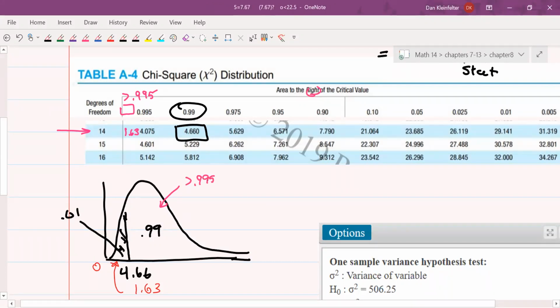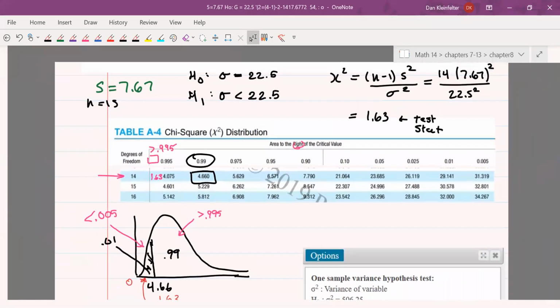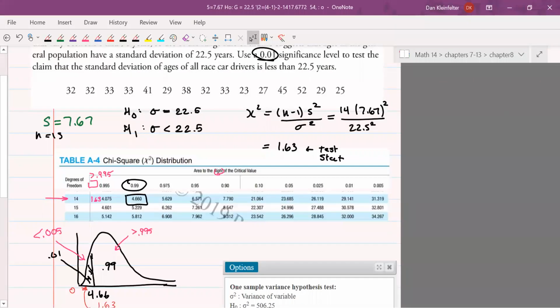0.995. Keeping in mind that the total of the area under the curve is 1, if what's on the right is more than 0.995, then what's on the left has to be less than 0.005, because again, it's going to have to add up to 1. And so we can conclude from that that our p-value is smaller than 0.005, which would be, we don't know the p, but it's enough for us to know that it's less than the 0.01, which is our significance value.